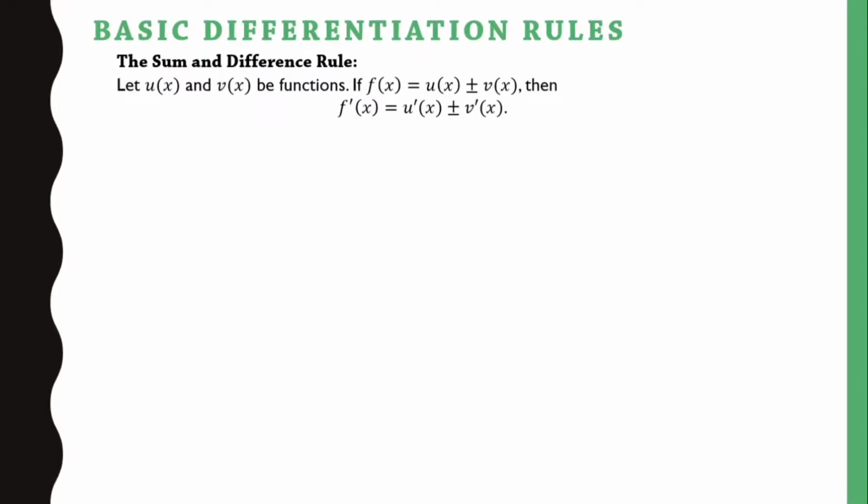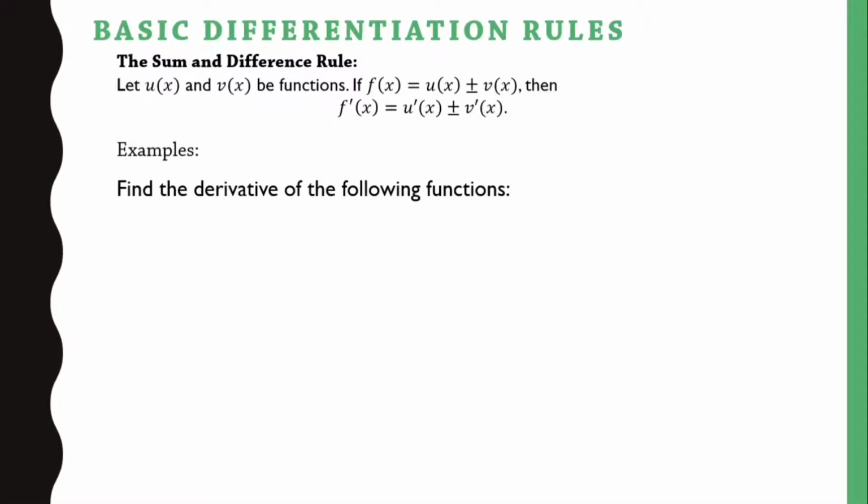The next differentiation rule is the sum and difference rule. According to the sum and difference rule, if we have u of x plus v of x, then the derivative of the functions are u prime of x plus or minus v prime of x. So we take the derivative of each one of these separately and add or subtract them depending on the operation given. So we have examples.